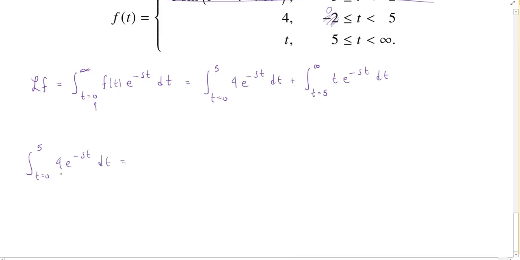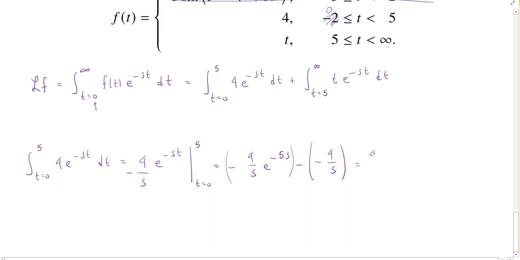I need to find an antiderivative. This 4 doesn't concern me, I'll just copy it. An antiderivative for e to the -st, and we're integrating with respect to t, is going to be e to the -st, and then I have to divide by this coefficient in front of the t. So I'll divide by a -s. I'll pull this negative out front. And then I'm going to integrate from 0 to 5, so I need to evaluate at 5 and at 0. So at 5, I get -4 over s times e to the -5s minus, and what happens at 0? At 0, I get -4 over s, and then e to the 0, which is just a 1.